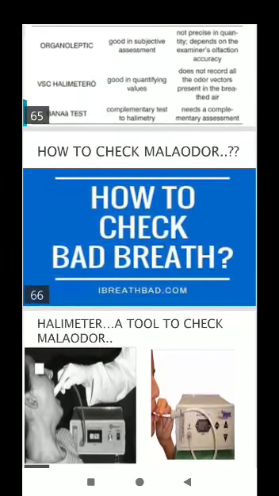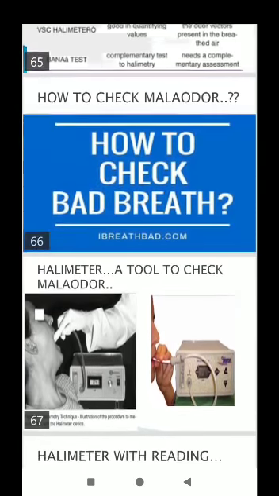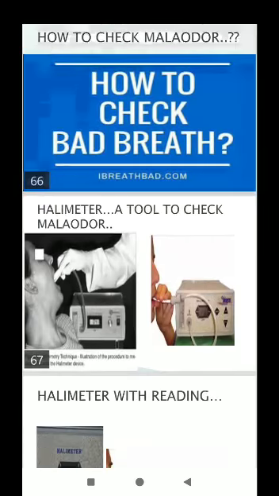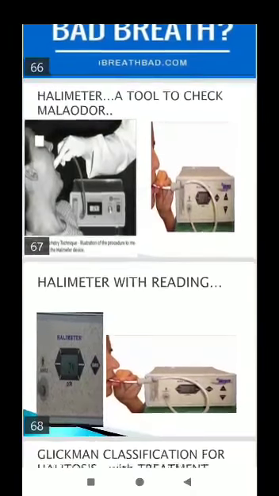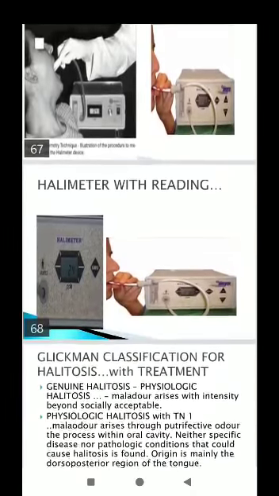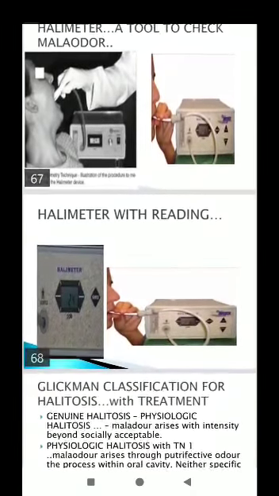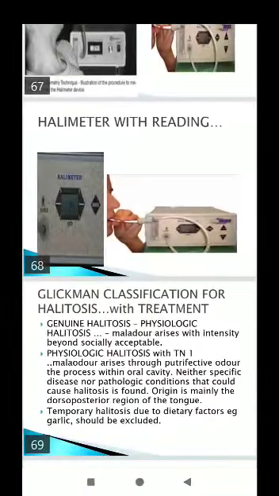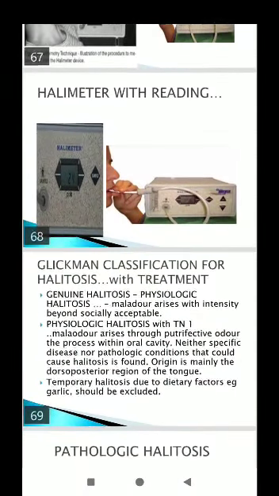This is the quick test which we can go through. First one is halitometer, a tool to check the oral malodor. And halitometer is generally represented by readings. So while putting it in the mouth, we get some readings. These readings determine the presence of oral malodor.